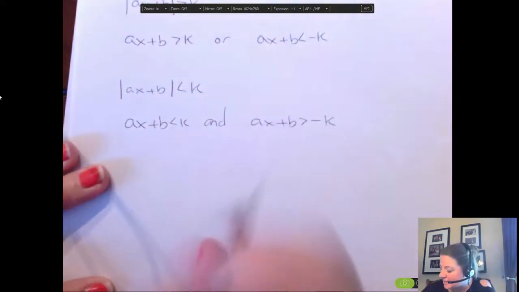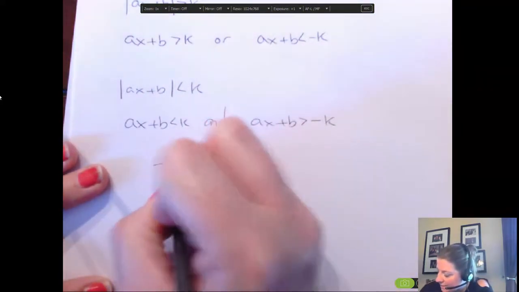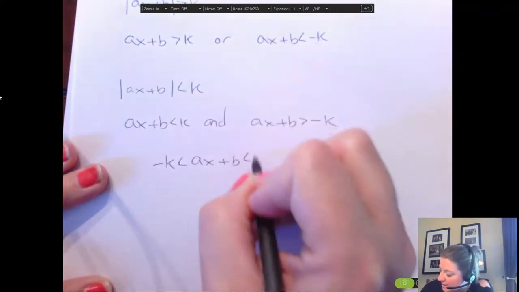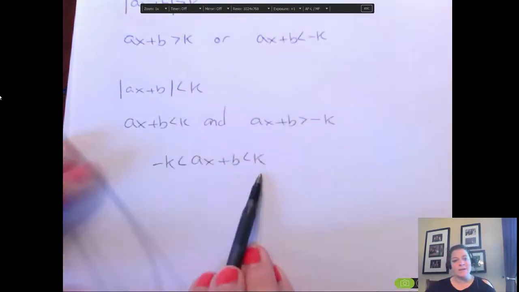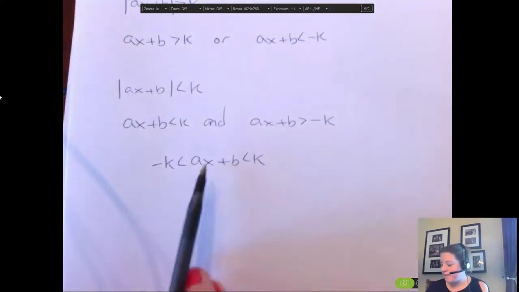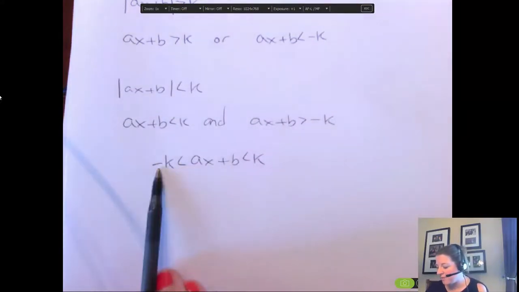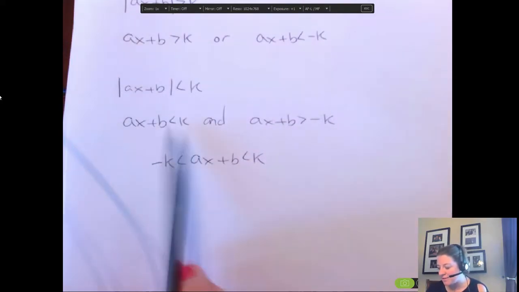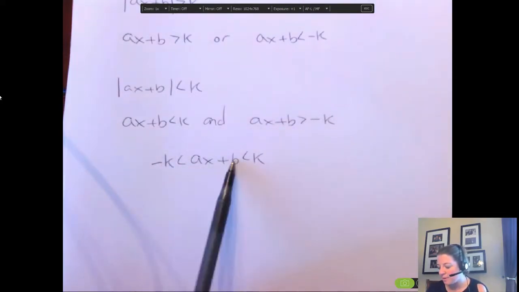Another way to write this is negative k, and then you have ax plus b is less than k. So this is a compound inequality. You're saying this is greater than negative k, exactly what we say here, and it's less than k, exactly what we say here. We read it from the middle.